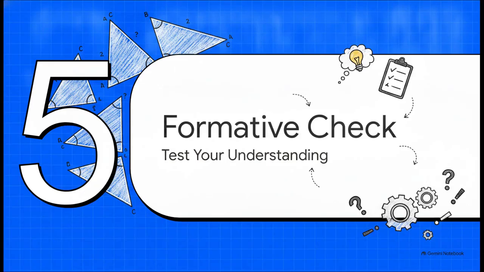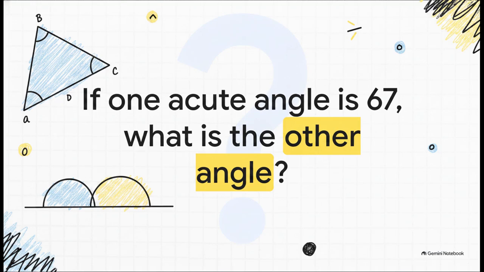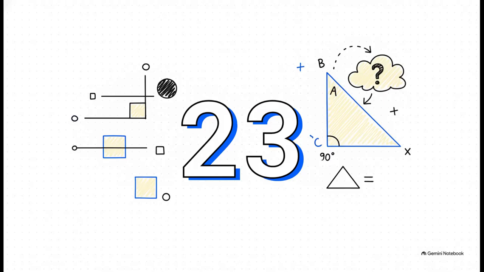All right, Section 5. Let's do a quick formative check to see how we're tracking. Let's test out that complementary angle tool. If you're looking at a right triangle and one acute angle is exactly 67 degrees, what's the measure of the other one? Take just a quick second to calculate that in your head. Did you get 23? If so, spot on. Since the 2 acute angles have to combine to equal exactly 90 degrees, we literally just subtract 67 from 90. See? No complex equations needed, just a solid grasp of how triangle properties work.